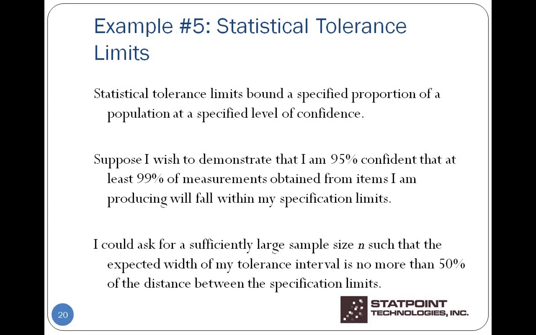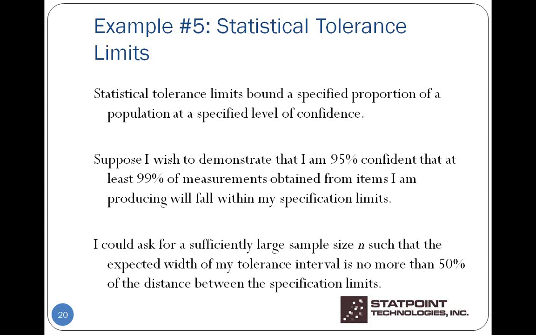Typical example. Suppose I wish to demonstrate that I am 95% confident that at least 99% of measurements obtained from items I am producing fall within my specification limits. Okay? It's called a 95-99 statistical tolerance limit.